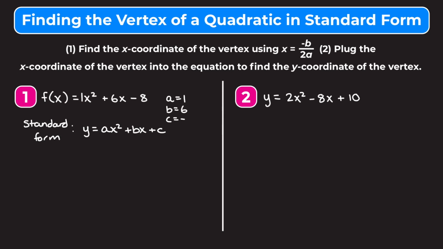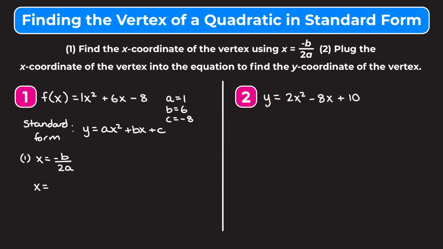and our c value is negative 8. So now what we want to do first is find the x-coordinate of the vertex using the equation x equals negative b over 2a. This equation is very important when finding the vertex of a quadratic in standard form. You have to know it or else it's going to be really hard to find the vertex. So we are going to plug in our b and our a value, and figure out what the x-coordinate of the vertex is.